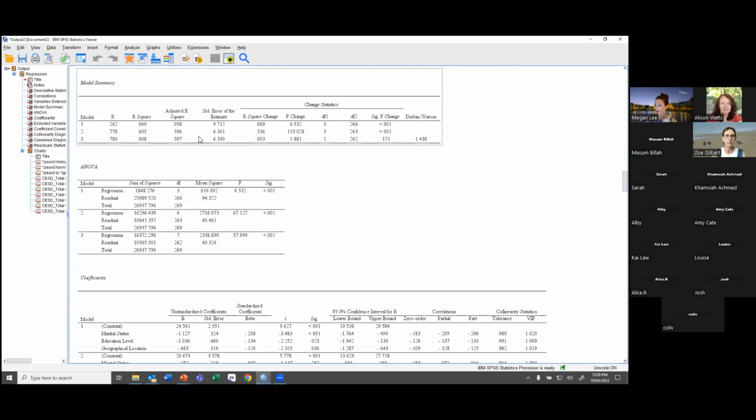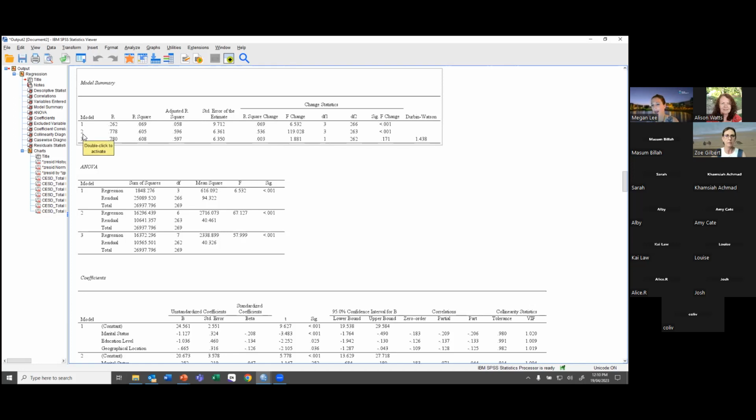So the model summary tells us how much of a percentage the model gives us in depressive symptoms. So model one, which includes all of our demographic variables, the R squared is 0.069. So how much of a percentage does marital status, education level, and where you live take up in depressive symptoms in our data set? Seven percent. Good, Sarah. So that's our R squared, and that is significant.